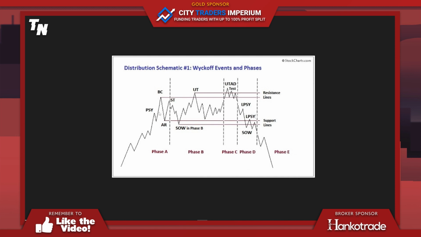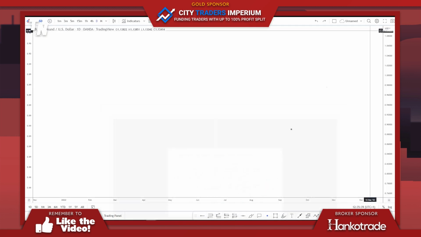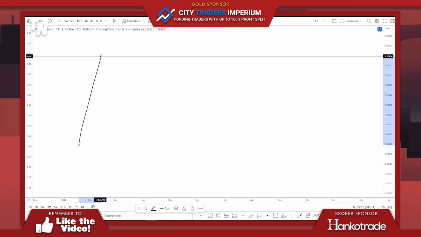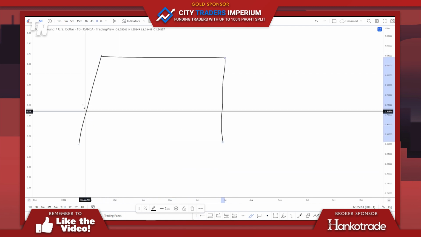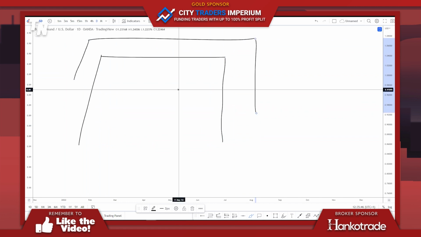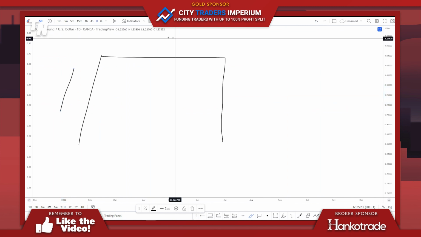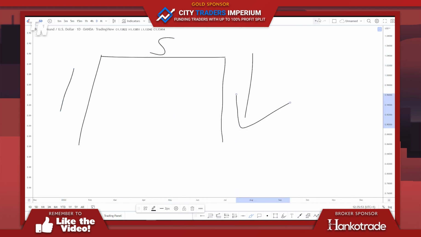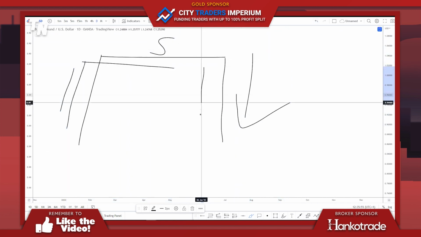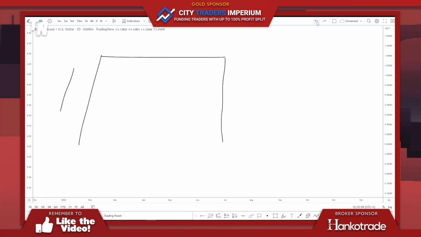Now, when you're looking at schematics, don't try and label each different part. Don't try and say, oh, this is BC, AST, SOW, and so on. Now, of course, you have to understand the phases and the events, but to really simplify it for you, all you need to do is look at areas where buyers were turned to sellers. And if you can see the area where buy orders were turned to sellers, where the market does a three-step process, where it rallies, it pauses, then goes, a rally, a base, and a drop, that is a distribution. That is the market distributing and entering sell orders.